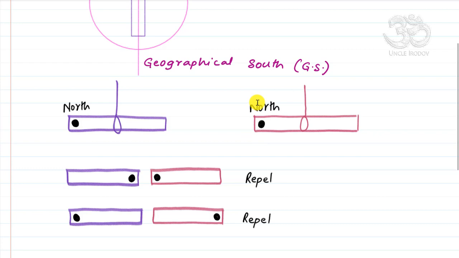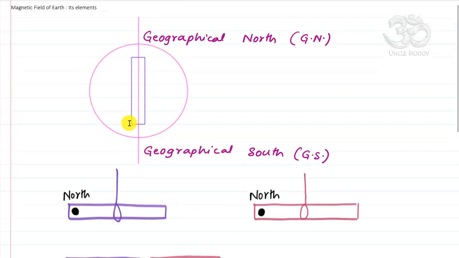And now some smart guy came in and said, wait, if this is the end that points towards Earth's north, that means somebody is attracting it towards Earth's north, so the one attracting it should actually be the south pole of some magnet. So keep in mind that near the geographical north, we have the south pole of the bar magnet present inside the Earth. And near the geographical south, we have the north pole of the bar magnet present inside the Earth. The south pole of this magnet attracts the north pole of this lodestone which we have.